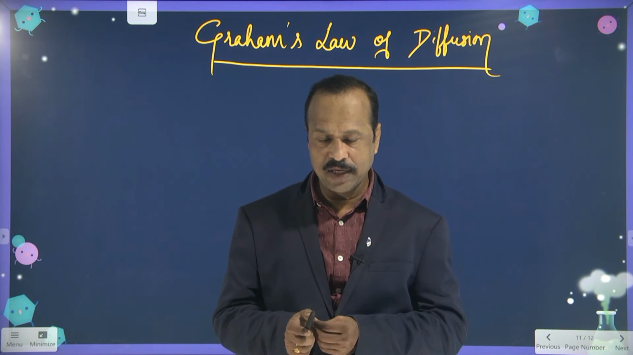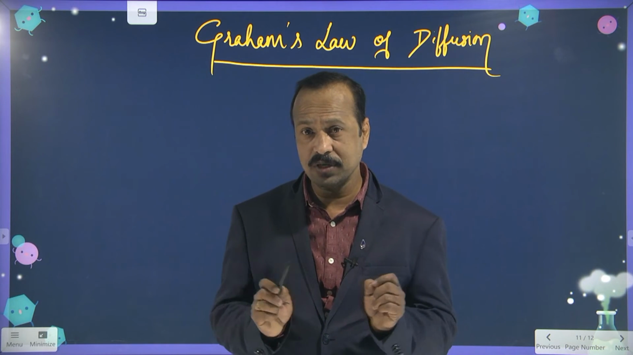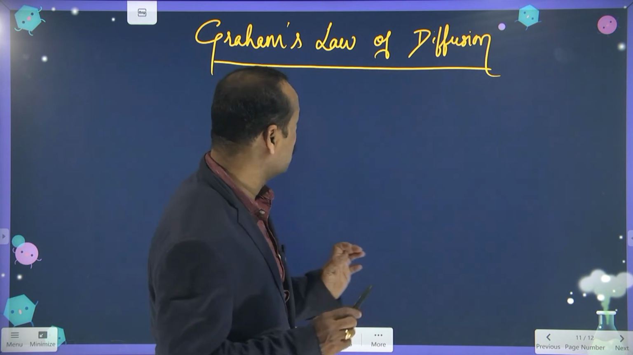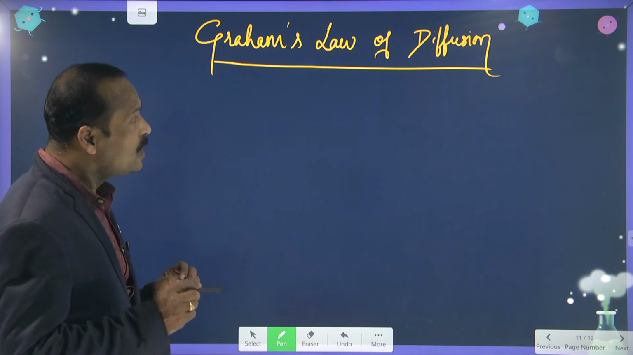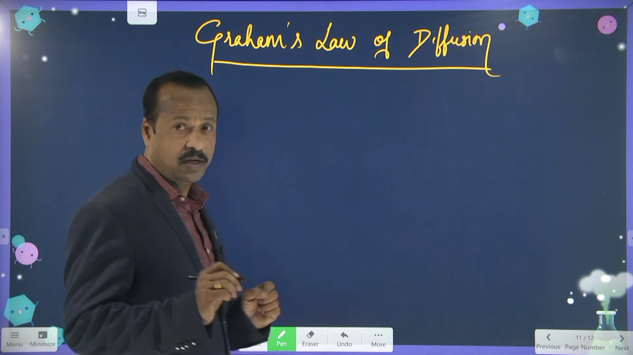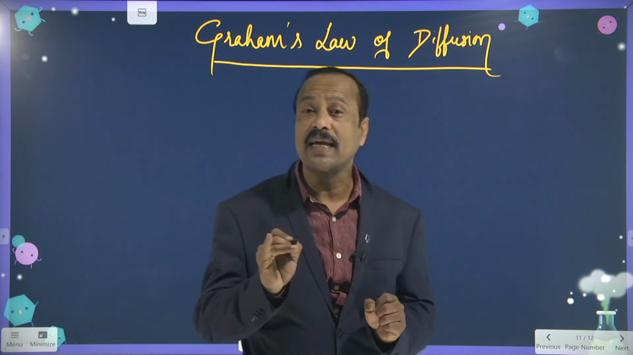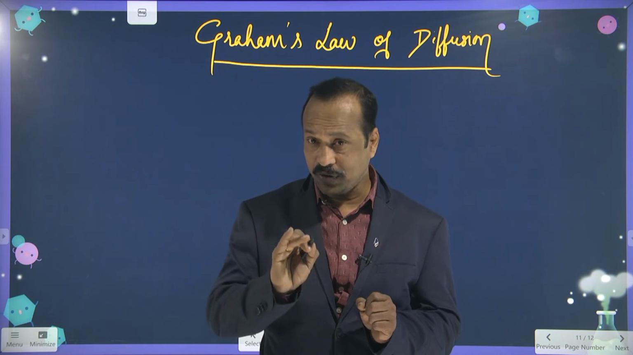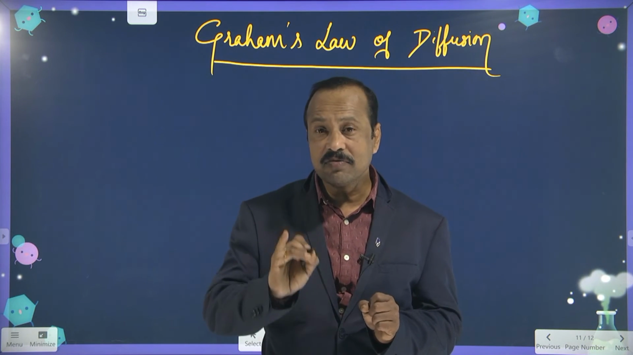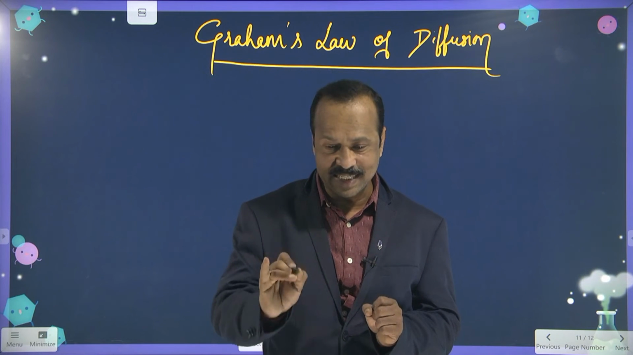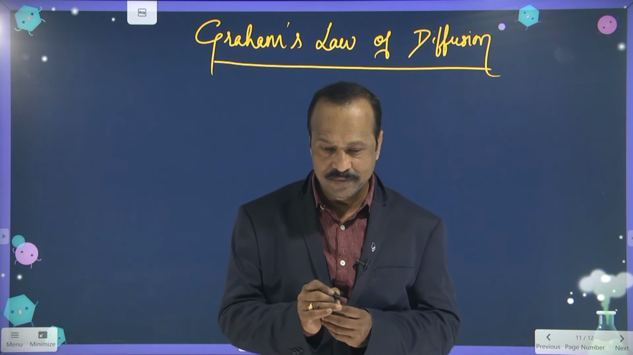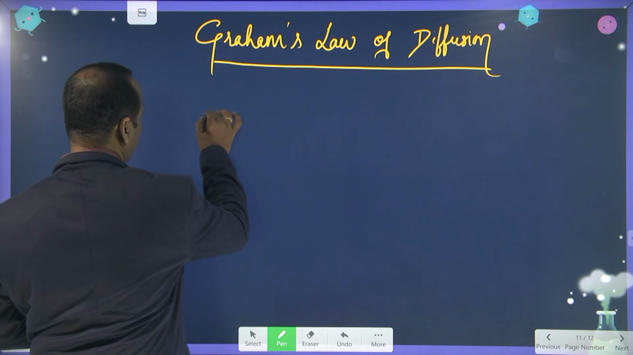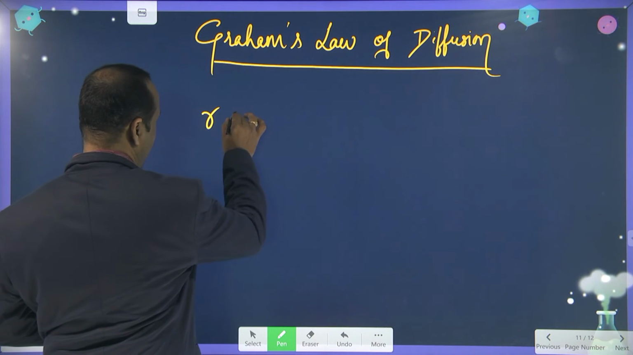Right. So here Graham's law of diffusion is a very simple law. What this law states is the rate of diffusion. Here not directly diffusion, you have to say the rate of diffusion. The rate of diffusion of any gas is inversely proportional to its density. What is given here? Inversely proportional to. So the rate of diffusion is denoted by R.